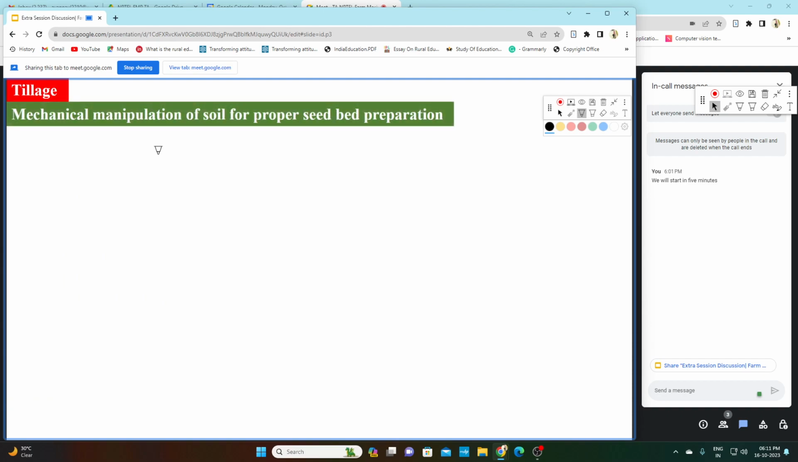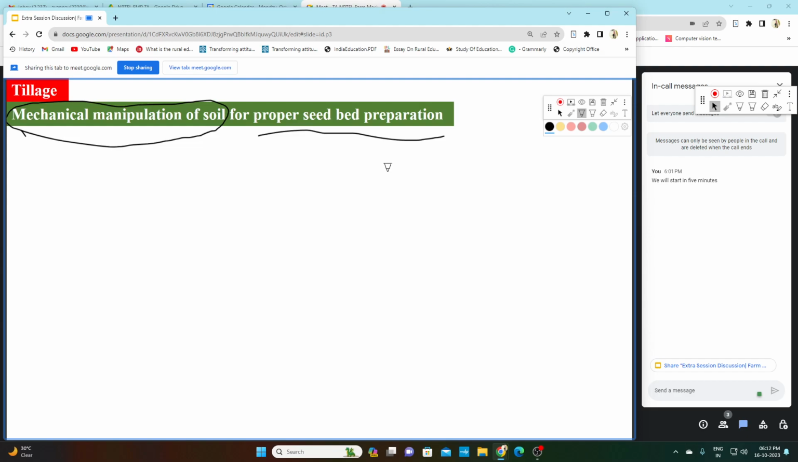This has already been covered, but again this is very important, so I want to at least touch upon it in this last extra session discussion. So what is tillage? The definition of tillage is very important. Tillage is the mechanical manipulation of soil for proper seed bed preparation. Okay, this is very important. Mechanical manipulation of soil, this is known as tillage. And why are we doing tillage? For proper seed bed preparation.